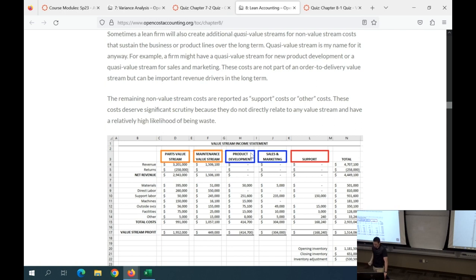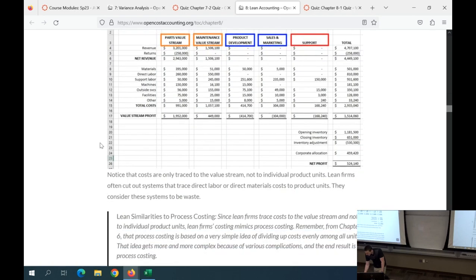That's what that means. And then we have the bottom level support. These are costs that are relatively likely to have waste in them. So we have to have extra special care over what we're charging our company, what expenses we're incurring over there. All right, so that's the second thing.